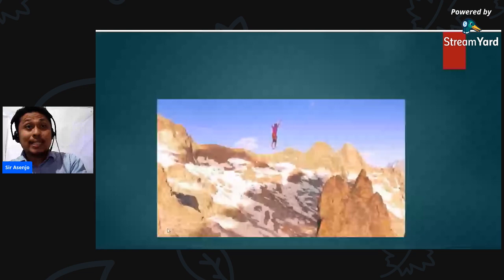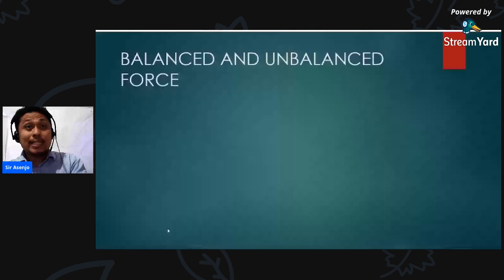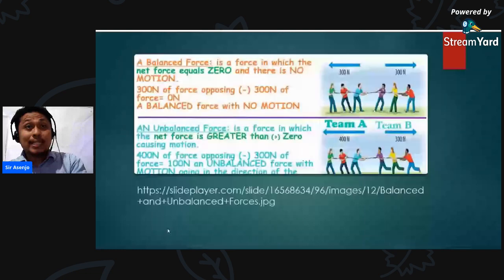Now, forces can be balanced or unbalanced. So let's define first a balanced force. A balanced force is a force in which the net force equals 0 and there is no motion. Let's take a look at this example. These are people playing tug of war. So we have 300 newtons of force from this group of people on the right side. They pull the rope going to the right with a magnitude of 300 newtons.